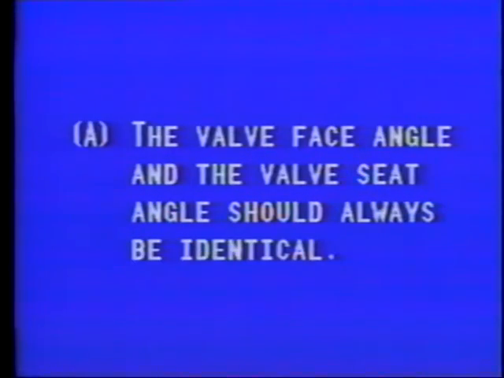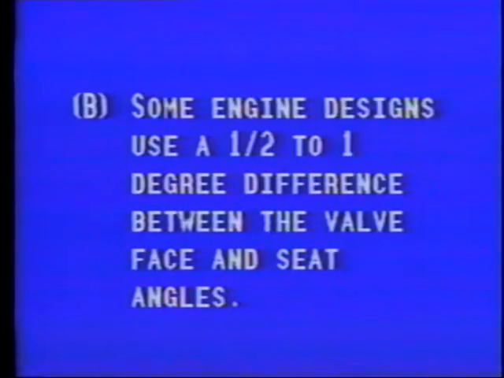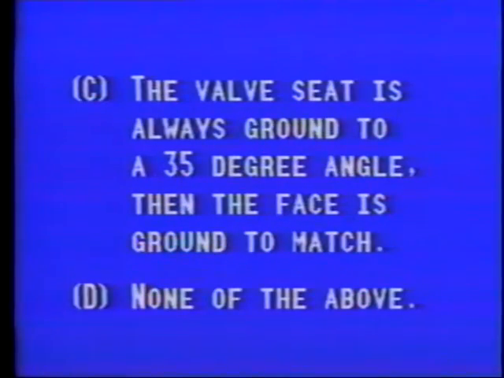When grinding valve face and seat angles, which of the following is true? A, the valve face angle and the valve seat angle should always be identical. B, some engine designs use a 1/2 to 1 degree difference between the valve face and seat angle. C, the valve seat is always ground to a 35-degree angle. Then the face is ground to match. D, none of the above.